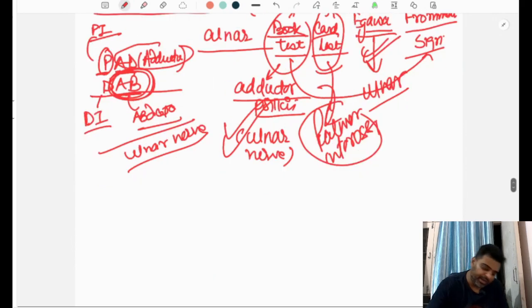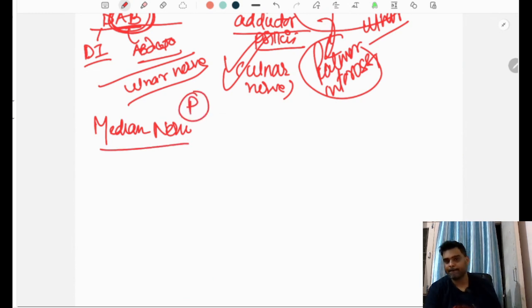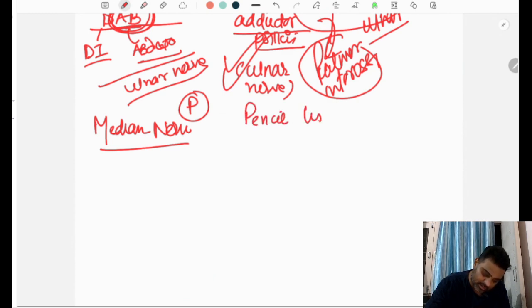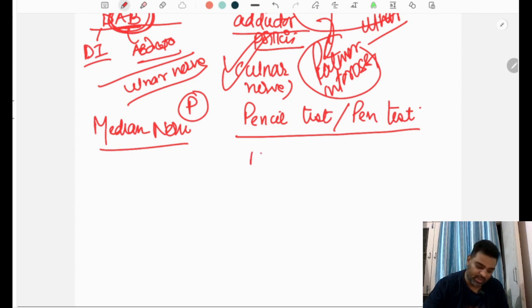Now, coming to the median nerve. Median nerve, you just remember the term P. Okay, so we can have pencil test or pen test. Then we can have pointing test.